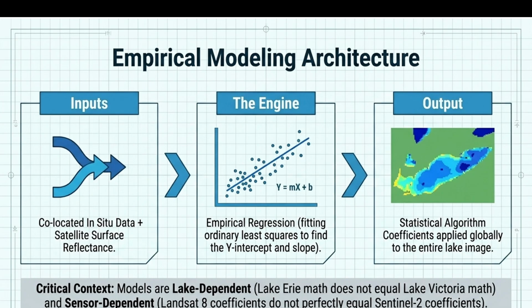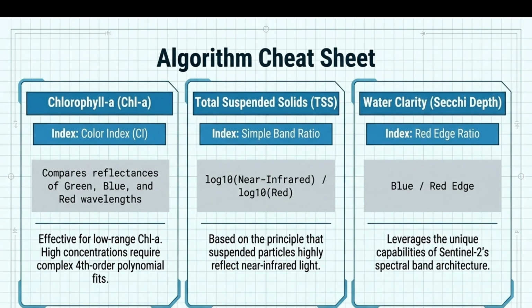Further we also discuss the practical side with a better idea. And we can easily use different types of indices for that. You can say chlorophyll-a. This is the index which compares the reflectance of green, blue, and red wavelength bands. And also total suspended solids: logarithm of near infrared minus red divided by logarithm of red. It is based on the principle that suspended particles highly reflect near infrared light.